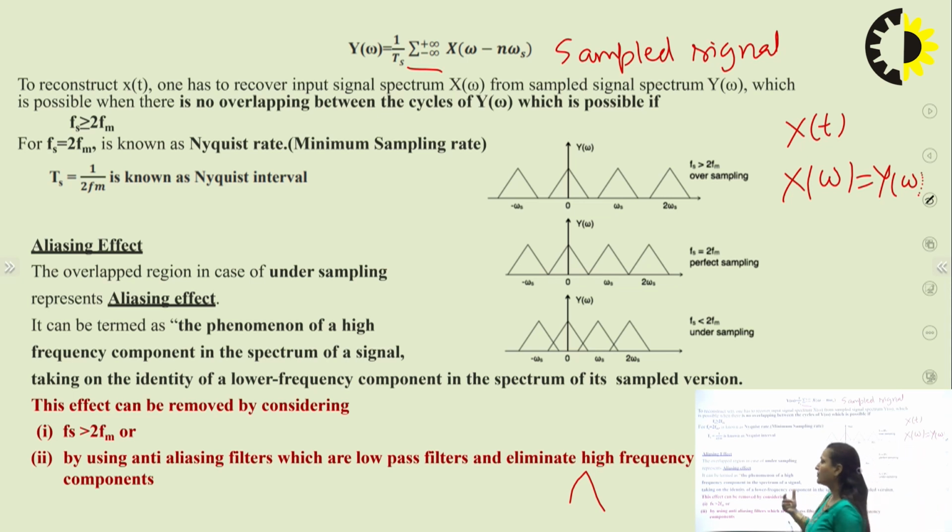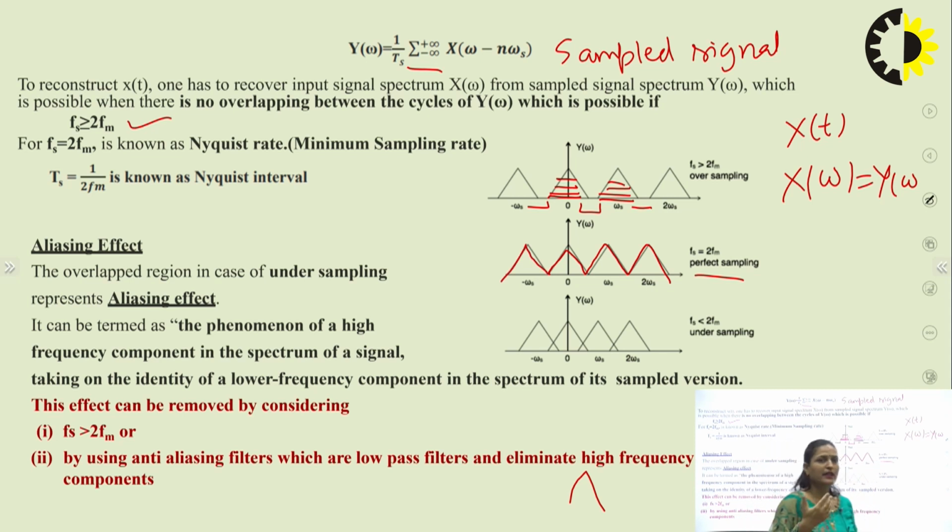This can happen when your sampling frequency is greater than or equal to twice of fm. So this is the case when your sampling frequency is greater than or equal to twice of fm. So these sample cycles do not overlap. There is a gap between two samples. When your fs is equal to twice of fm, we can say it is perfect sampling. There is no overlapping, but the cycles are touching each other.